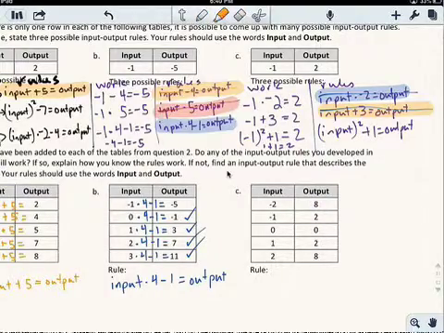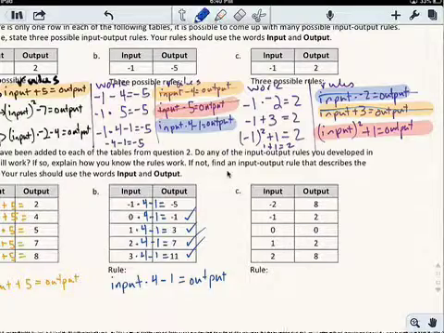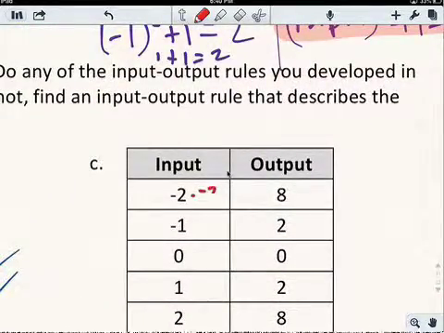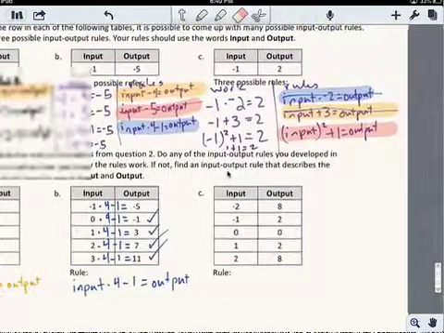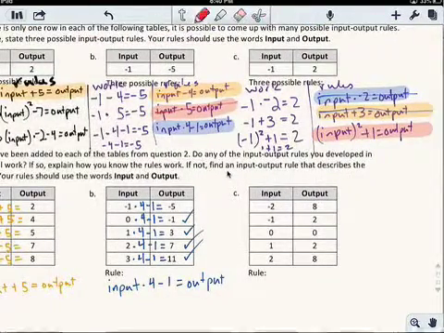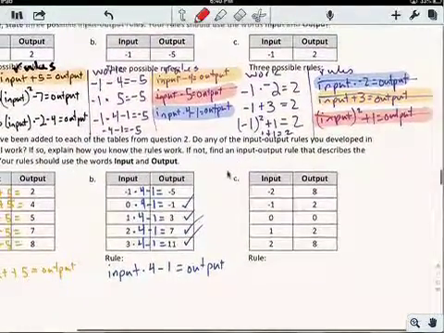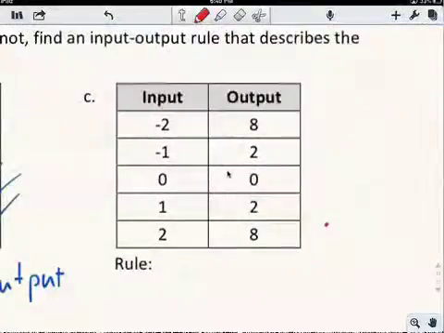All right, so let's try input squared plus 1 equals output. So negative 2 times negative 2, that would be positive 4, plus 1. Oh man, that's only 5, so that doesn't work either. So none of the rules we came up with seem to work. Bummer. Super bummer. So we got to go back to the drawing board and see if we can figure anything out for this last one.